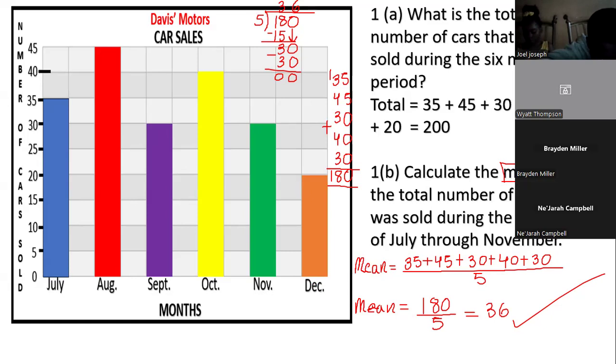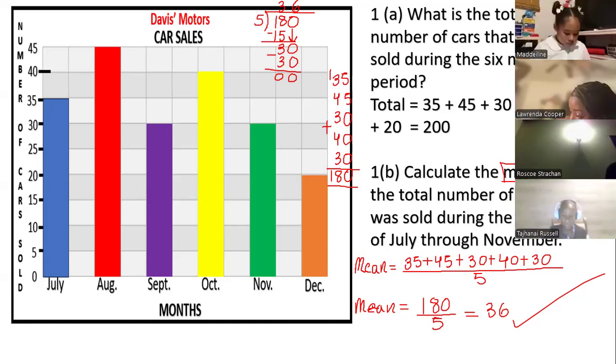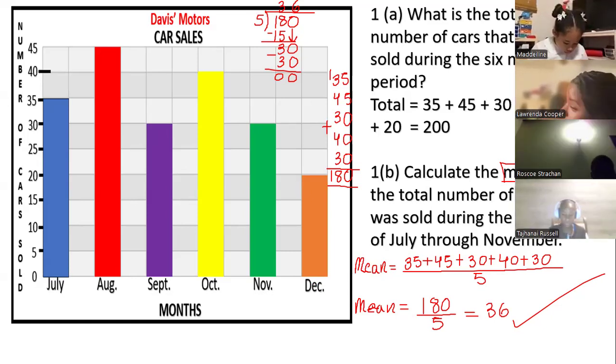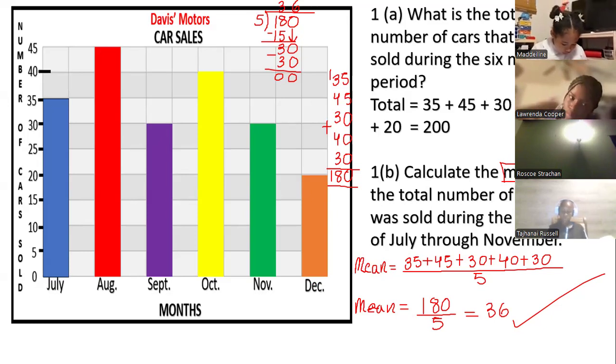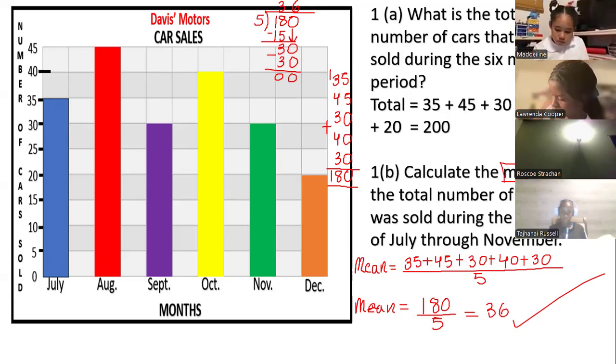Brayden, you need to turn your camera. Najara, turn your camera as well. I need to see what y'all are doing. Lorenda, make sure you take a picture of your work and send it to me. Okay. Send it in. Yes, sir. All right. Tajane, take a picture of your work and send it to me.